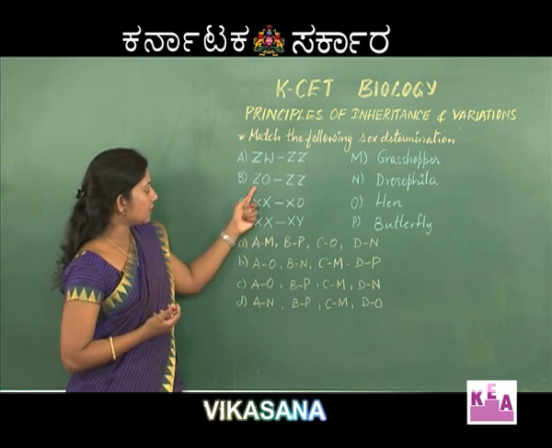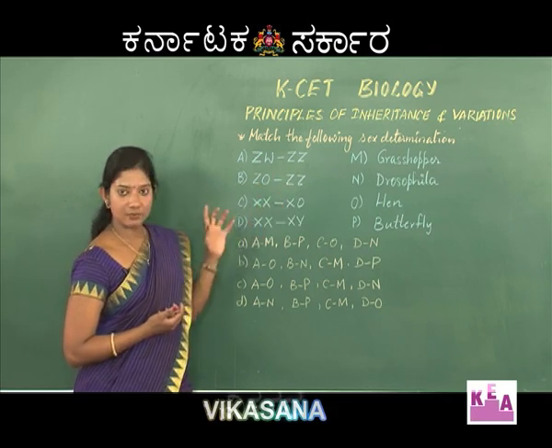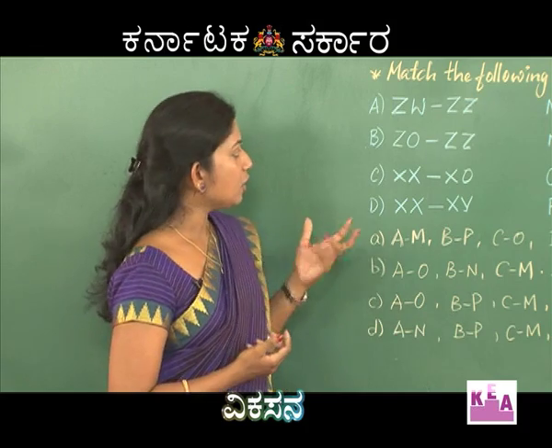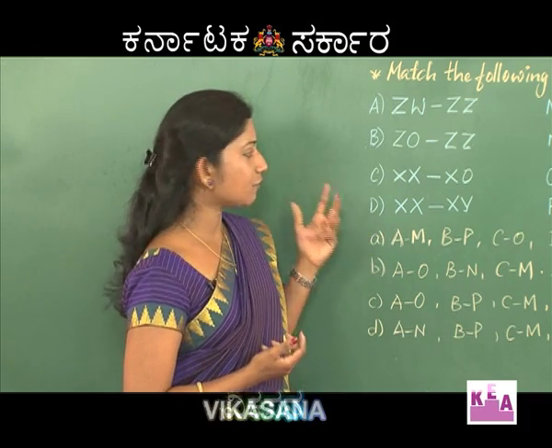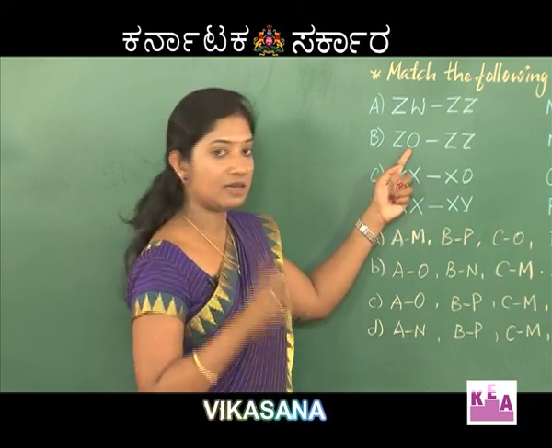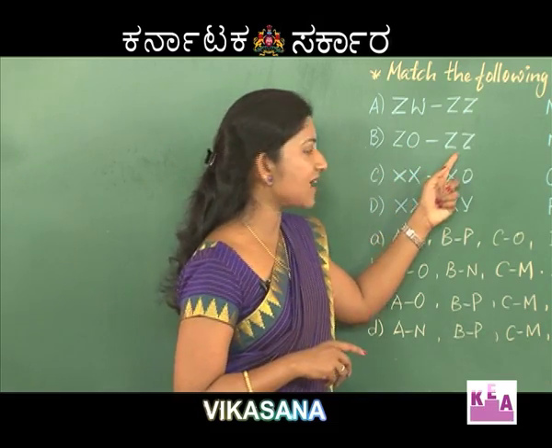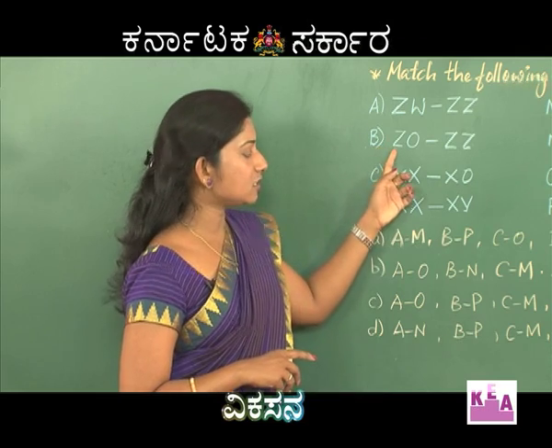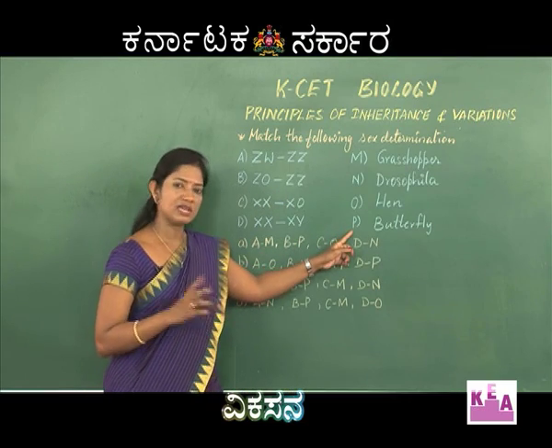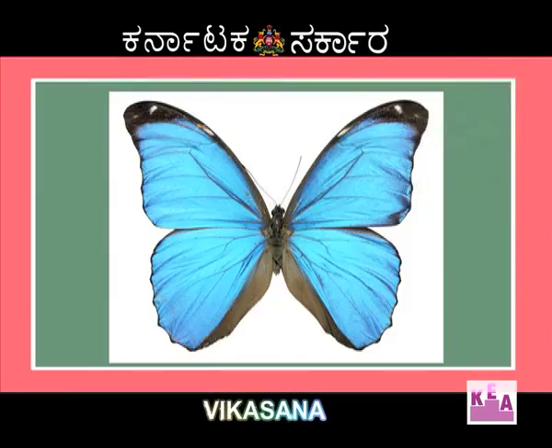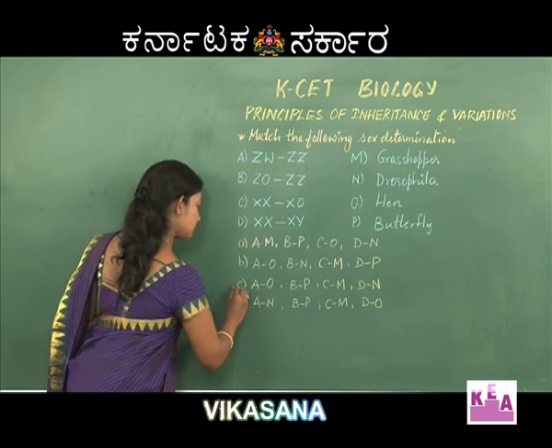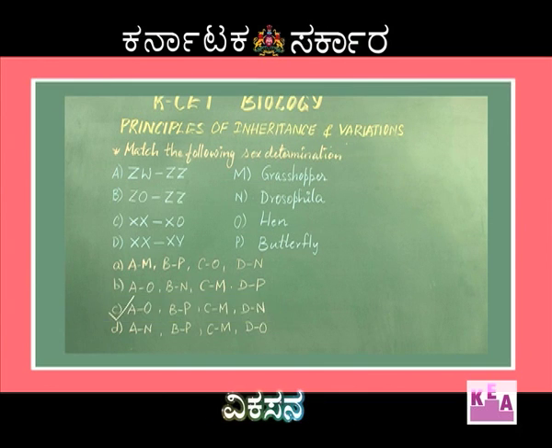The next one, Z0, ZZ. This is a type of sex determination wherein in case of female there is 1 Z less, and in case of male there are 2 Z chromosomes present. And this is a type of sex determination that you find in some other types of insects like butterfly. So according to this, the right option is option C.